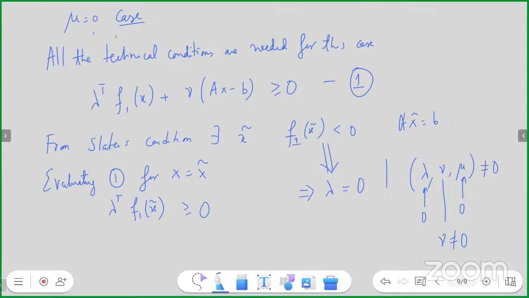And what about x tilde? When x tilde is evaluated at equation 1, because it is Ax minus b, A x tilde is b. What does it give you? It is exactly 0. So now think of the interior of the domain to be non-empty, and x tilde sits inside the interior. So what kind of points exist around x tilde?